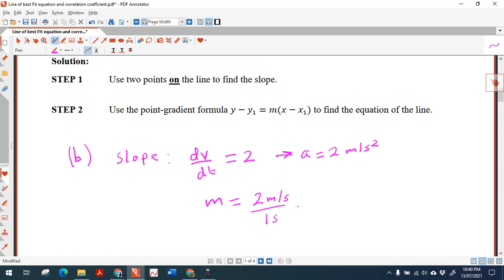So whenever you're asked to explain the slope, you've got to interpret slope as a rate of change. And the slope will tell you how many units on the vertical axis are changing per 1 unit of the quantity on the horizontal axis.